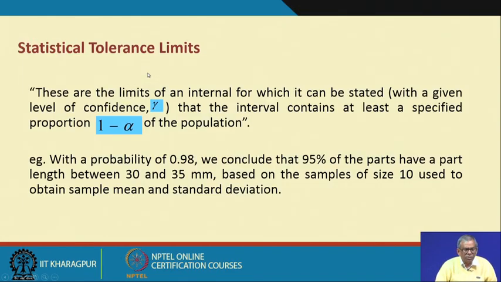Okay. Now, what are statistical tolerance limits? The statistical tolerance limit is basically the generalization. These are the limits of an interval for which it can be stated with a given level of confidence, say gamma, that the interval contains at least a specified proportion, 1 minus alpha, of the population. Is it okay? So, this is the most generalized definition, and with an example: with a probability of 0.98, we conclude that 95% of the parts have a part length between 20 and 35 mm.